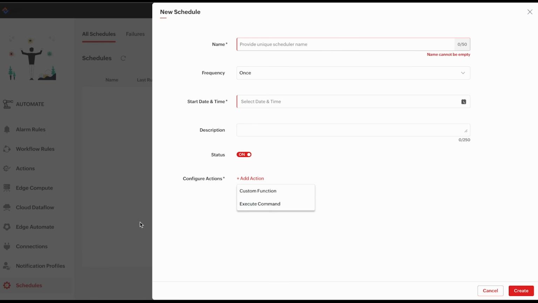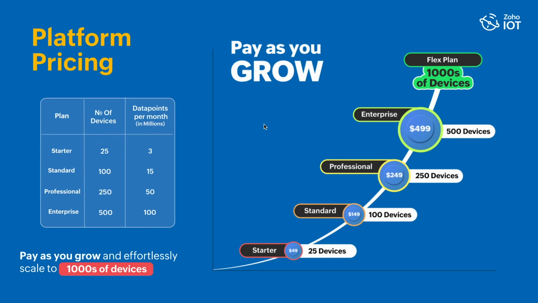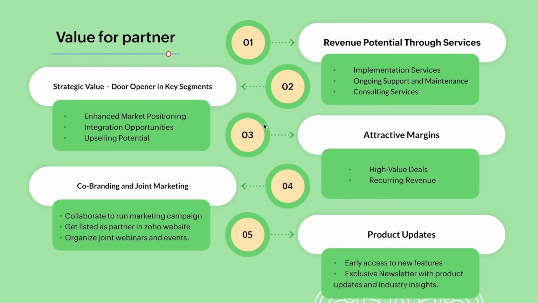The pricing for Zoho IoT: we start with 25 devices at $49, and you can seamlessly grow the number of devices. And as the number of devices grows, the cost becomes lower as well. There is also a flexible plan. If there is any strategic customer use case, we can work together on that area as well. So this is an important area we wanted to provide.